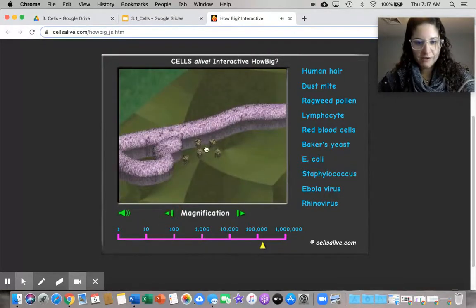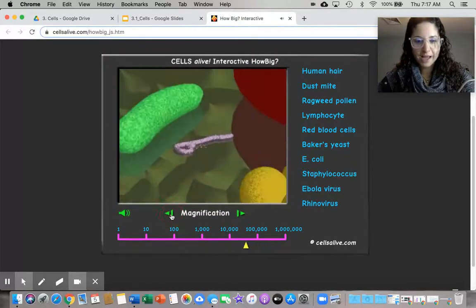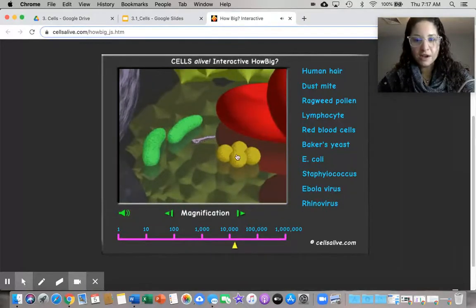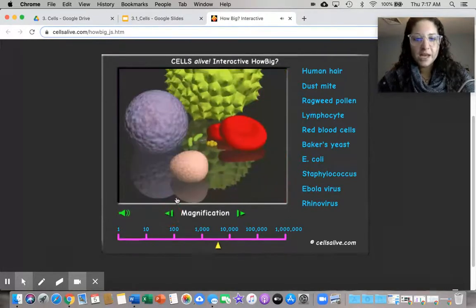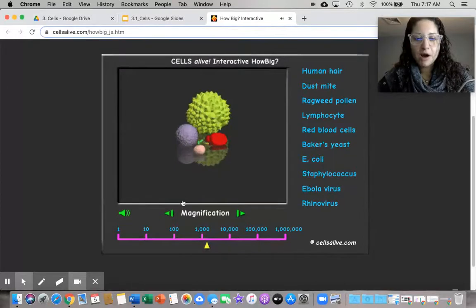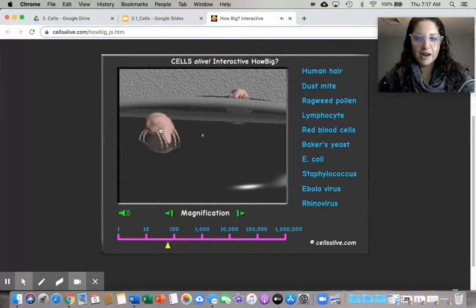So we have our rhinovirus, Ebola virus, we're zooming back out. We can start to see our Staphylococcus bacteria and our E. coli bacteria, or the full name is Escherichia coli. You can just call it E. coli though. So we keep zooming out, and now we see our red blood cells, our white blood cells, our Baker's yeast. We can start to see our pollen again. We keep going. Oh, here are our dust mites. Here's the human hair going across.